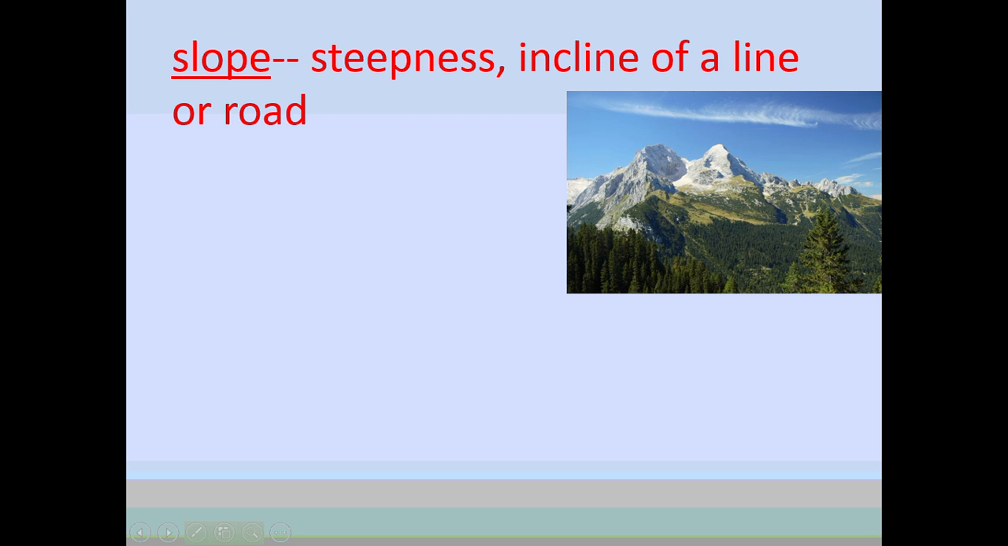Just to refresh what slope is. It's the steepness or the incline of a line or a road. Back in algebra, we did a lot with slope and we determined the steepness of a line. To figure out the steepness of a line, we can take a look at the graph and calculate its rise and its run.